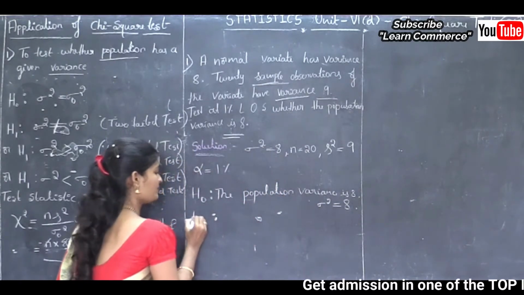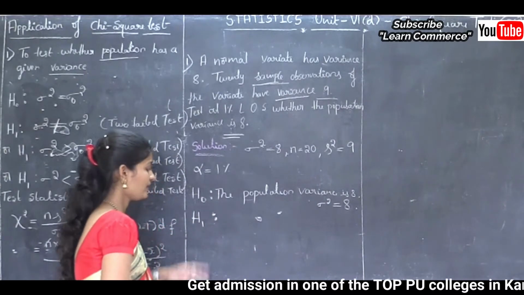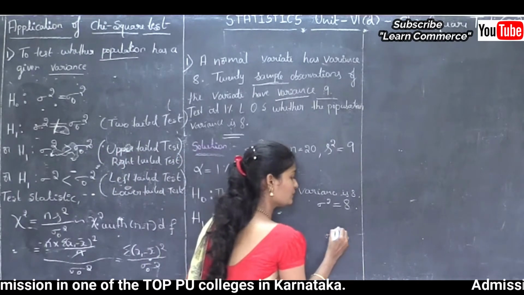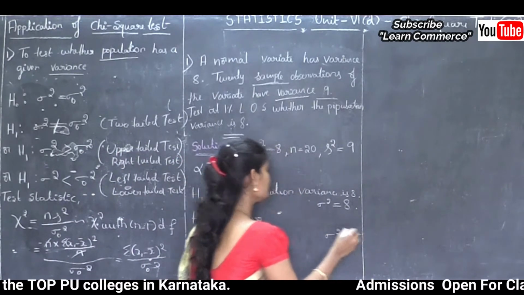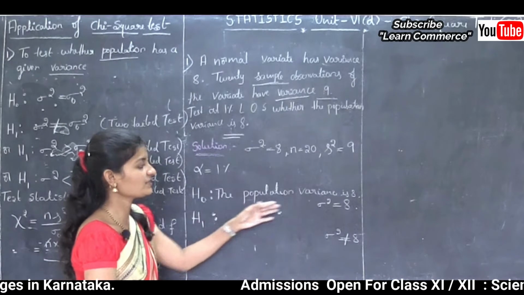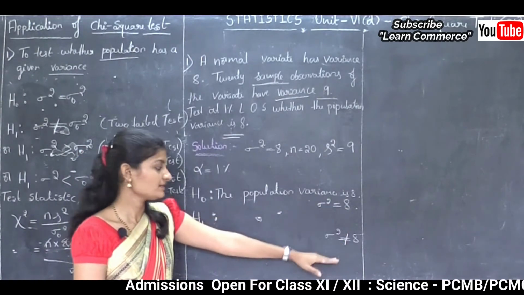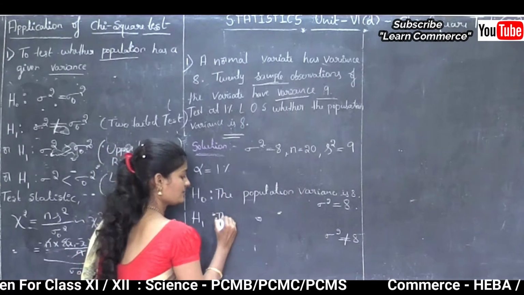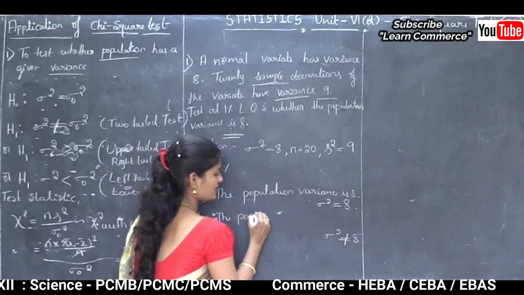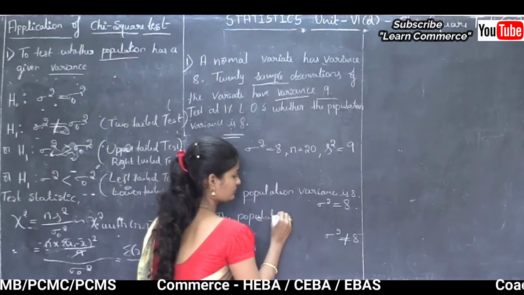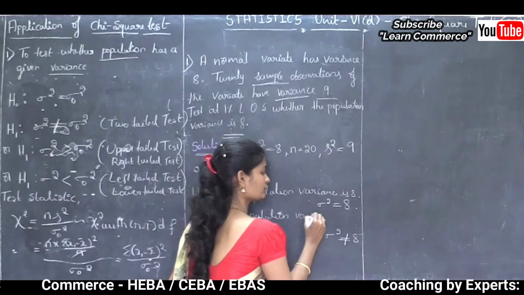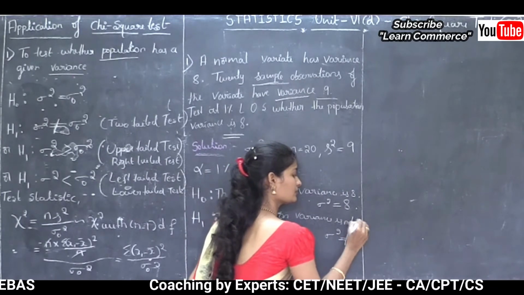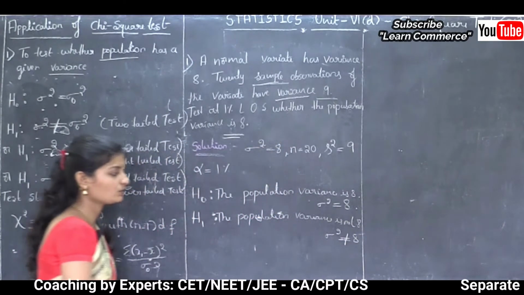Next, step 2, that is h1. So what is the possible rejection here? We can say sigma square is not equal to 8. When the population variance is not 8, then we can say sigma square is not equal to 8. Therefore h1 is the population variance is not 8, that is sigma square is not equal to 8.